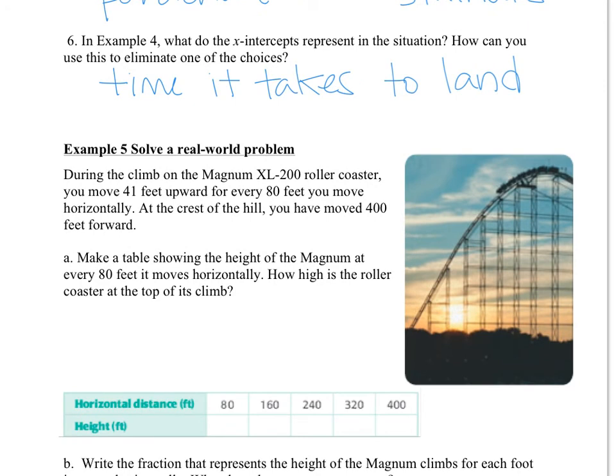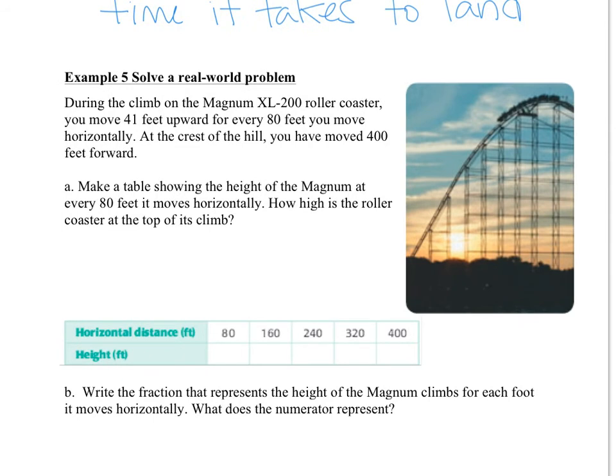Okay, example 5, a real-world problem. It's talking about roller coasters. Okay, during the climb on a Magnum XL 200 roller coaster, you move 41 feet upward for every 80 feet you move horizontally. At the crest of the hill, you have moved 400 feet forward. Make a table showing the height of the Magnum at every 80 feet it moves horizontally. How high is the roller coaster at the top of its climb?